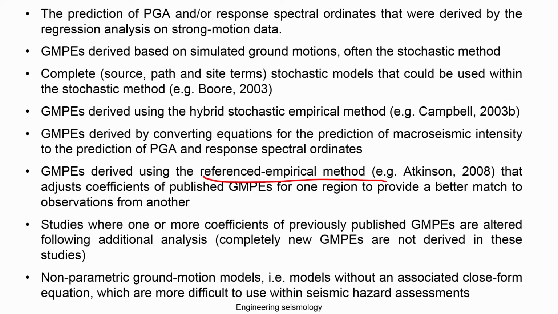The reference empirical model, which was done by Atkinson in 2008, adjusts the coefficients of published GMPs from one region to provide a better match to observations from the other region. In such studies, one or more coefficients of previously published GMPs are altered following additional analysis; completely new GMPs are not derived. In this kind of study, people take old GMPs and try to adjust the coefficients. There are also non-parametric ground motion models, models without association with a closed-form equation, which are more difficult to use within seismic hazard analysis. These kinds of equations are also available in the Douglas summary of GMPs.